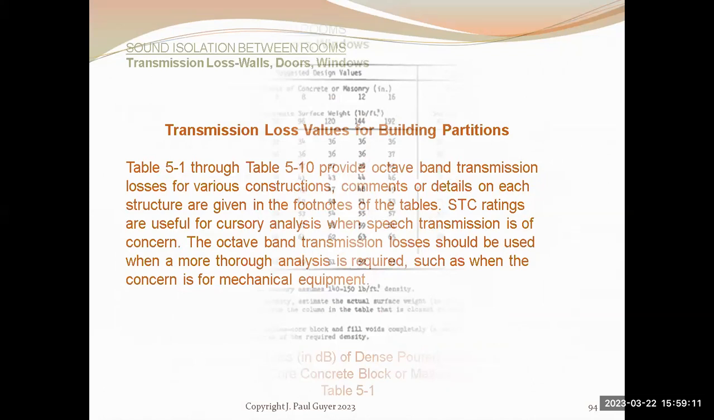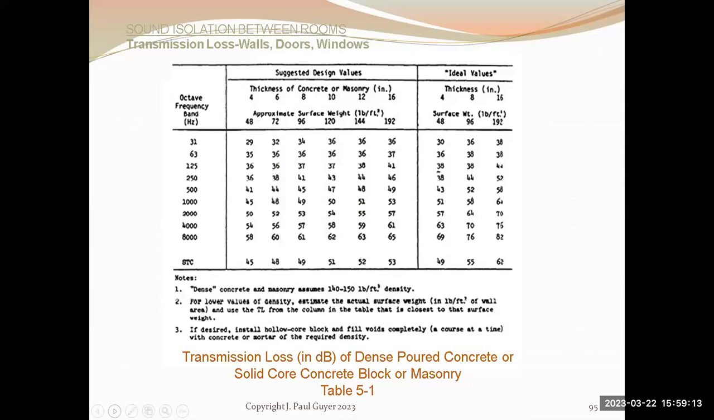today. Some of these tables, here's another table. These are some good tables. Transmission losses for different masonry and concrete construction walls of different thicknesses. And this table illustrates what the sound reducing characteristics of the wall would be if it was 4 inches thick, 8 inches, 16 inches, and what the reduction would be at the different frequencies.